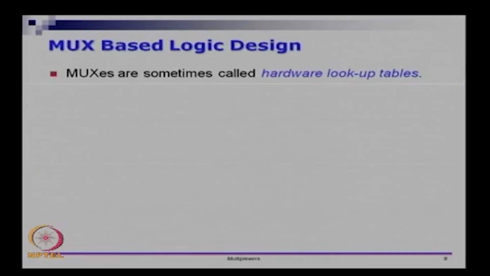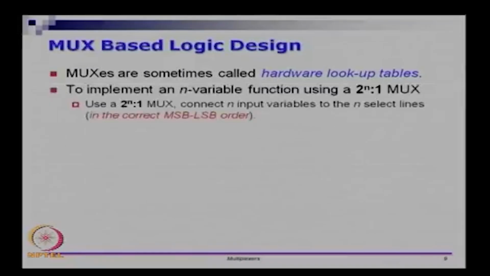So now let us move on to how to use a mux as a logic circuit. Muxes are sometimes called hardware lookup tables. We will see then why it is carrying the name lookup table. To implement an n variable function, you can take a 2 power n to 1 mux, which means it has 2 power n data lines, n select lines, and 1 output.